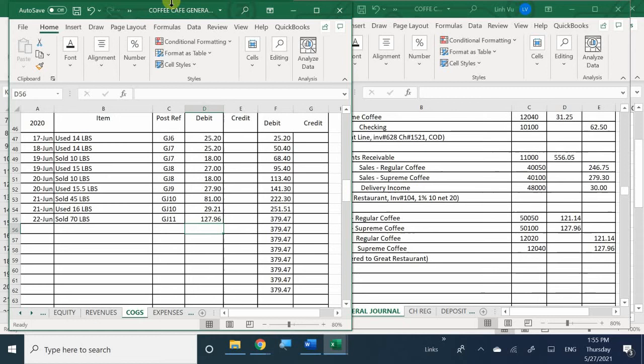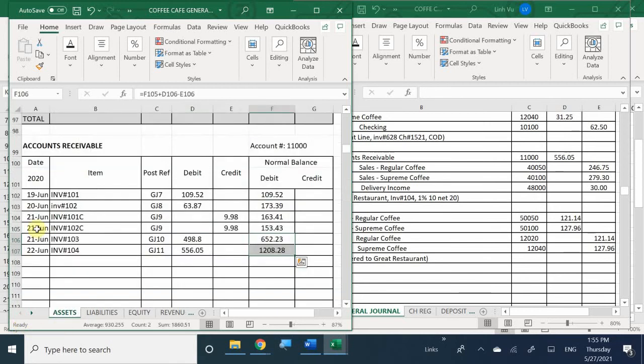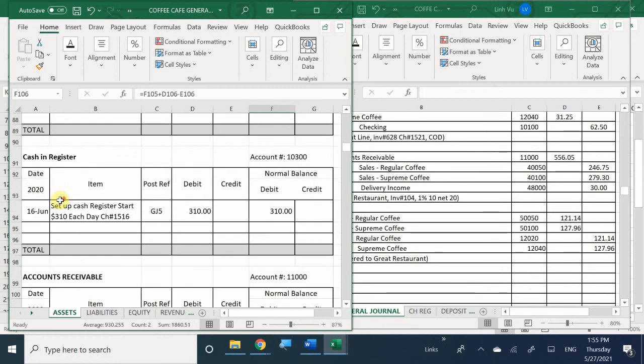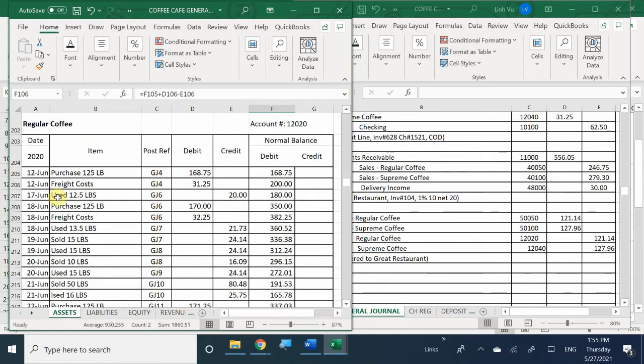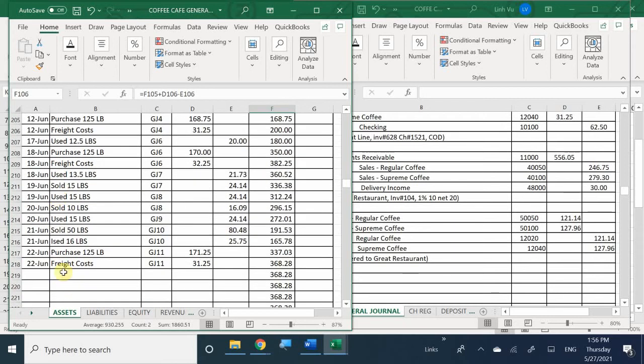And now to our assets. Take that off of our regular coffee. All right. Regular coffee, we sold 75 pounds. But we put sold or delivered. It doesn't matter, as long as you know that you don't have it anymore, because we're going to credit the account anyways.